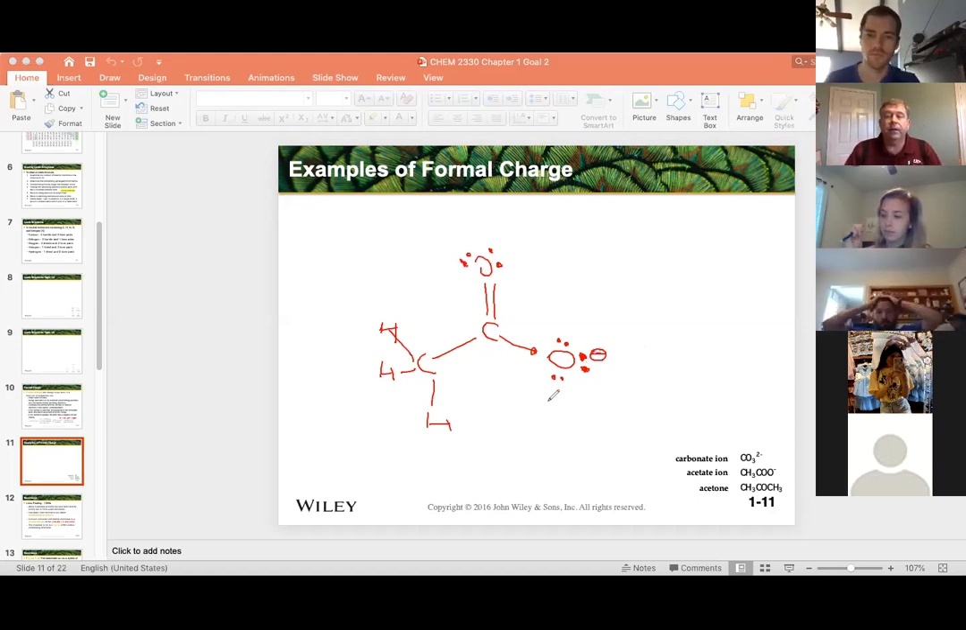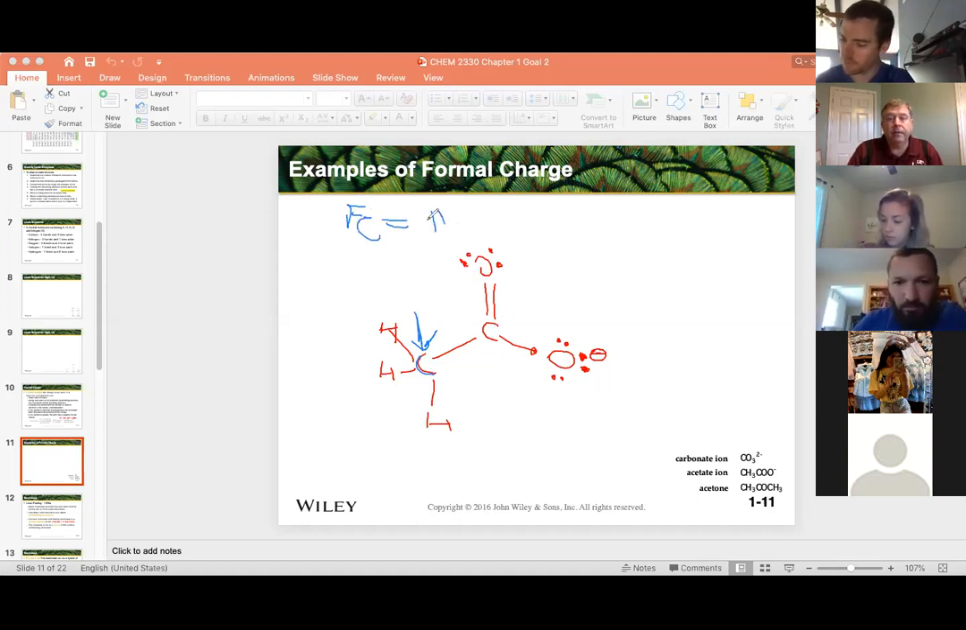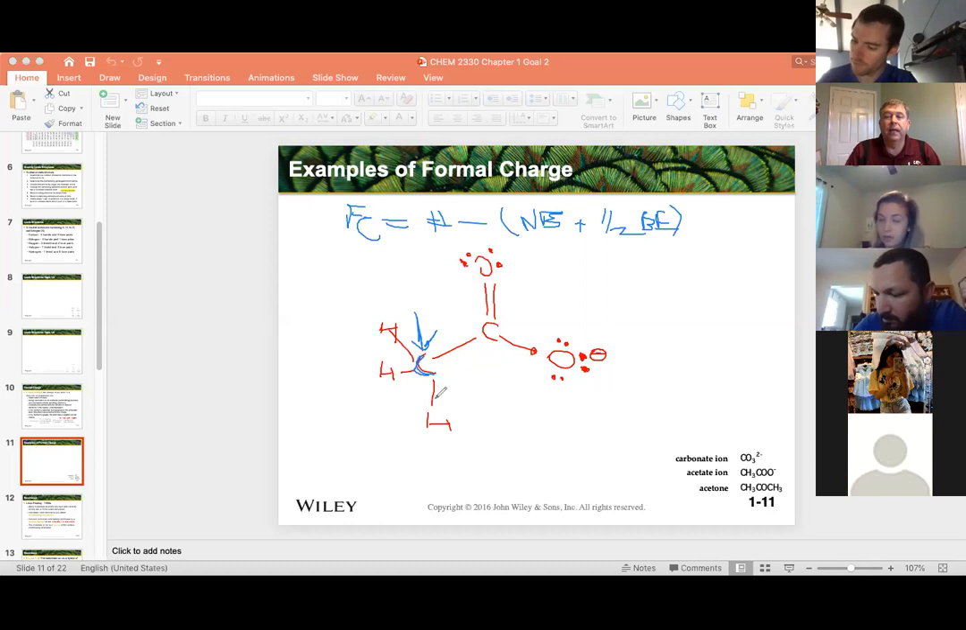Okay, so now let's calculate formal charge for this first carbon here. I'm going to change the color. All right, I'm going to do it for this carbon first. Its formal charge is equal to the number of valence electrons it has minus the number of non-bonded electrons, plus 1/2 of the bonded electrons. This carbon has 4 bonds total, so that's a total of 8 electrons, and 1/2 of 8 is 4.